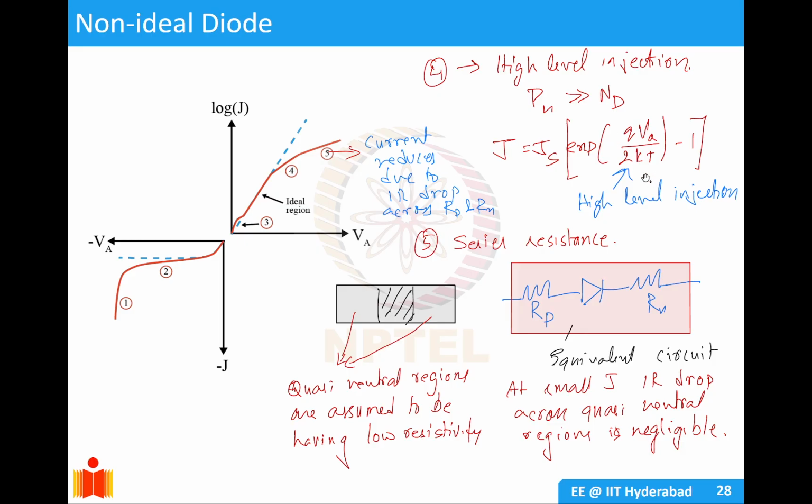So your slope is now half than earlier. In the ideal case, it's qVa by kT, and for the high level injection regime, it's qVa by 2kT. And if you go even further, there will be a further reduction in current, which will happen due to series resistance.